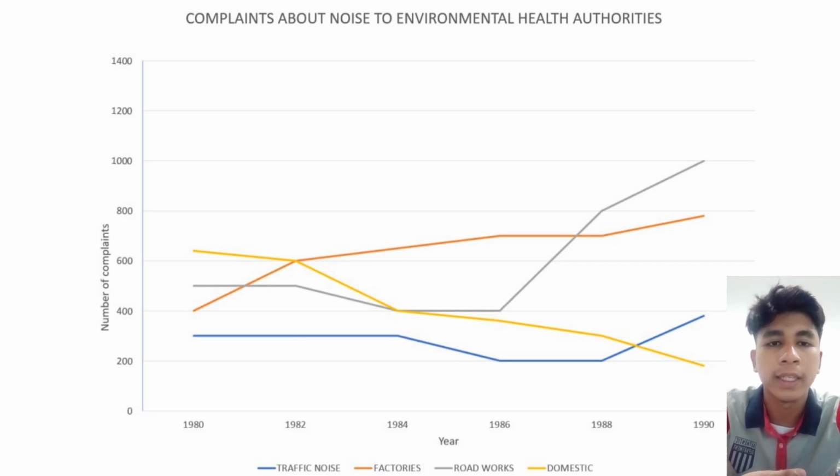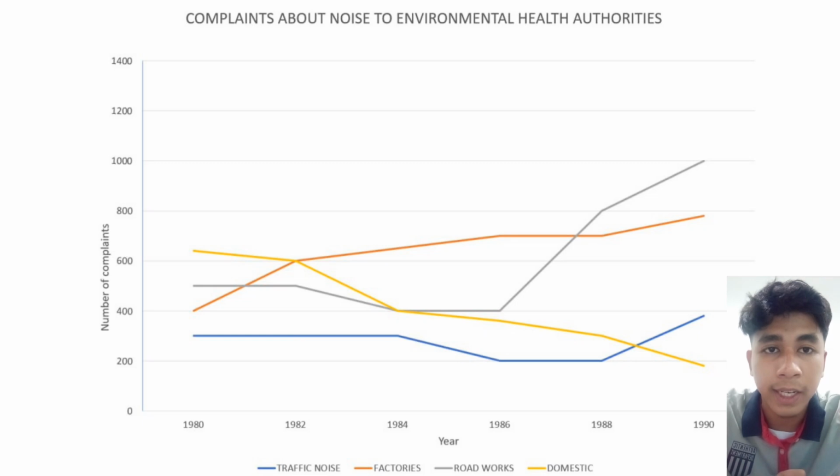The blue line represents traffic noise. The orange line represents factories. The grey line represents roadworks, and the last one, the yellow line represents domestic.